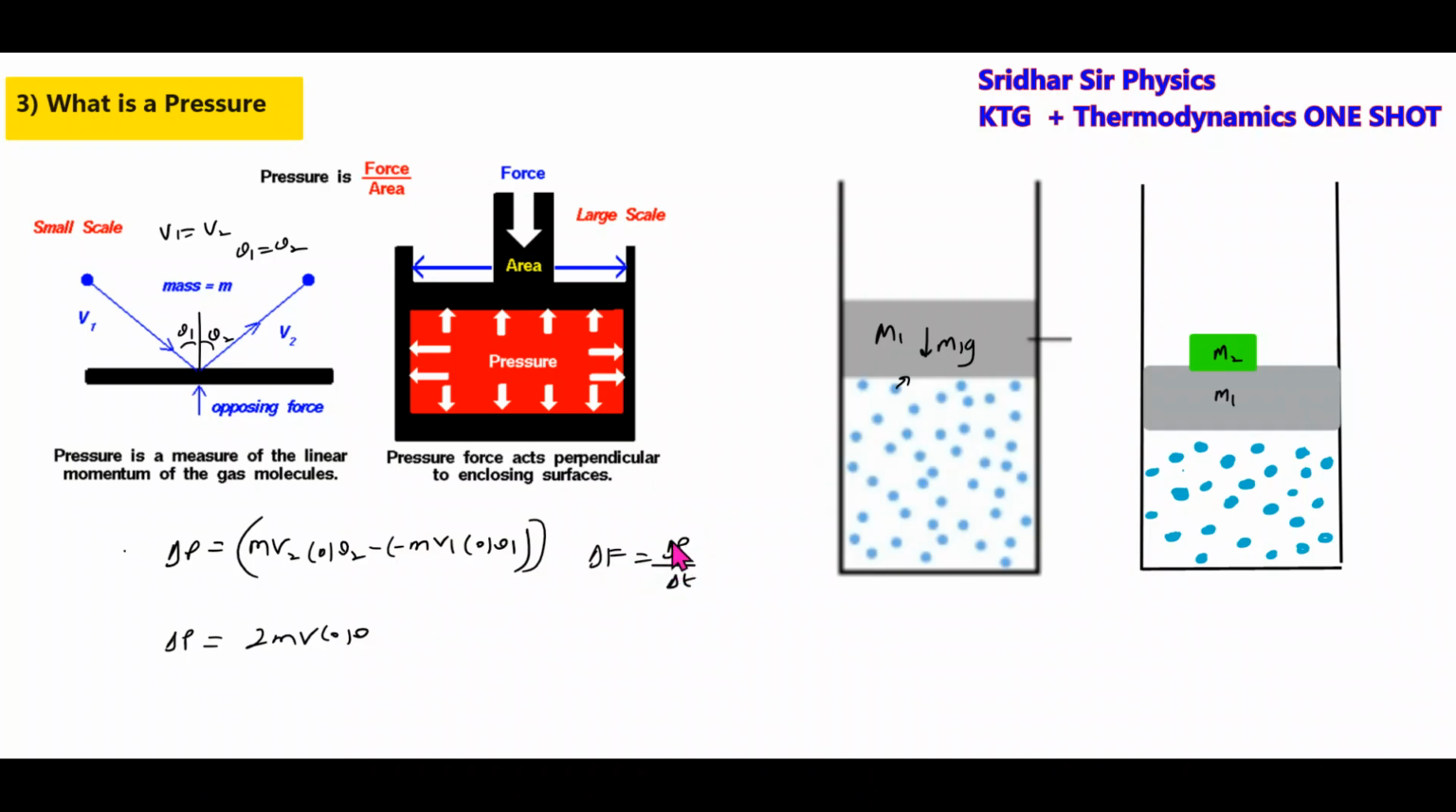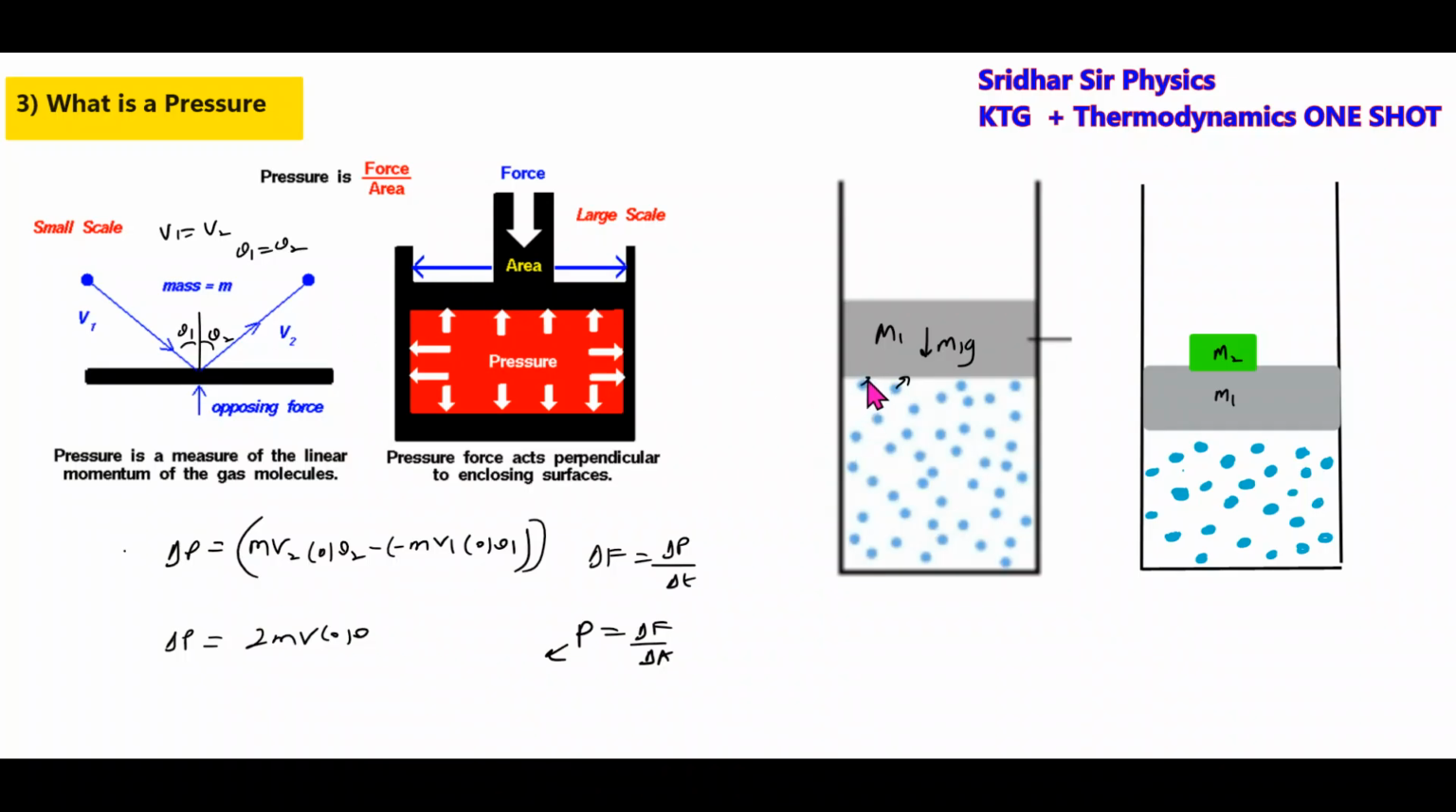So because of this change in momentum per unit time, we'll get the force. This force per unit area will become pressure. So this molecule, when it collides, it will exert force. That force per unit area will become pressure. Like that, millions of molecules colliding.